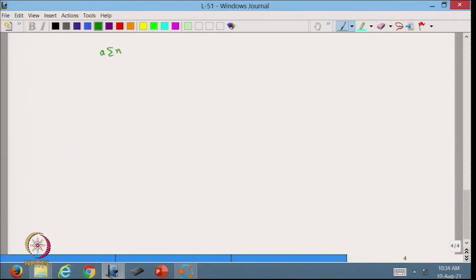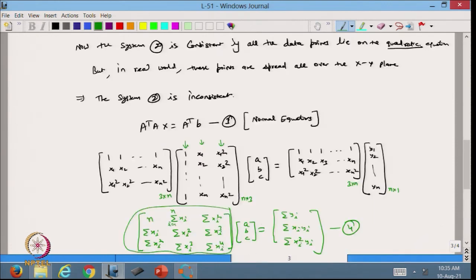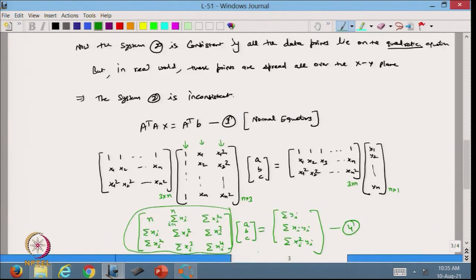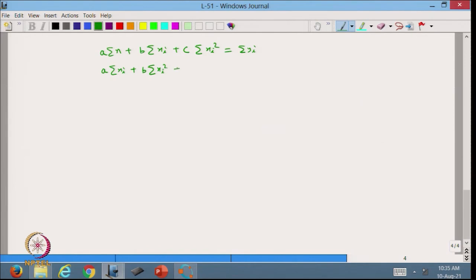So, from here I can write that summation n a plus b summation all x i plus c summation x i square, because it is x i square, that is equal to summation y i's. Now, I can write like this one, a summation x i's plus b summation x i square and c x i cube, and this is x y. So, you can see from here that if I multiply this by the x i's, then I will get this equation. So, third equation will be summation x i square plus b summation x i cube plus c summation x i power 4, and this is my x i square y i.